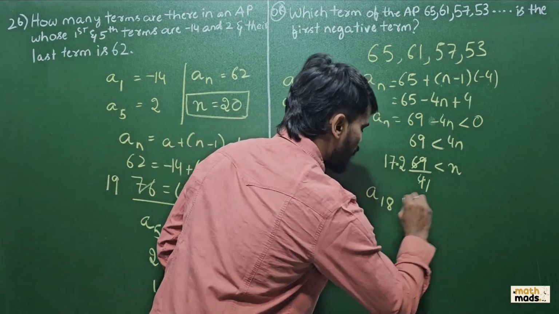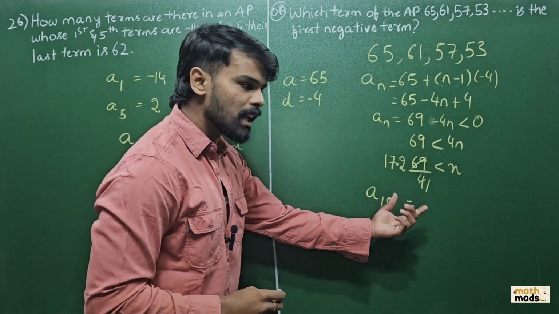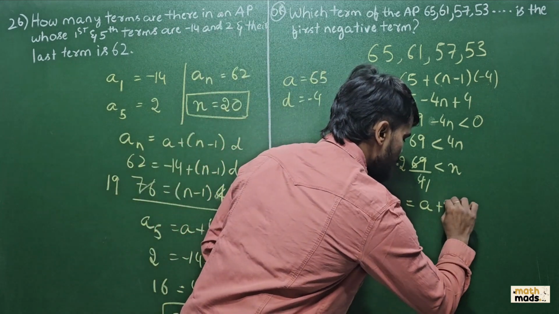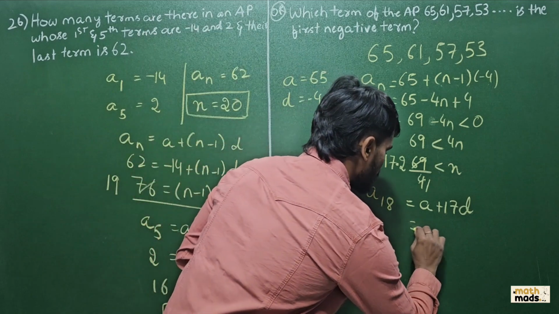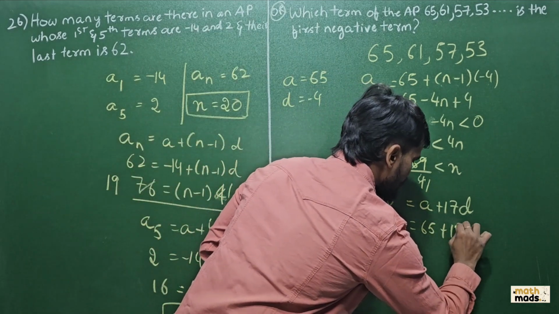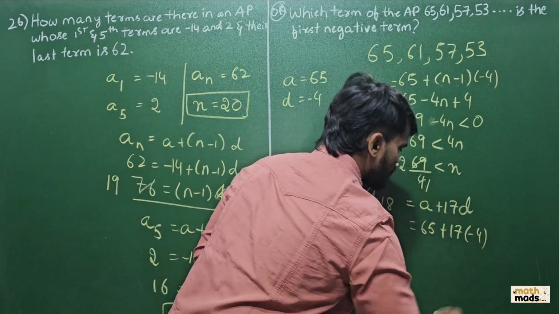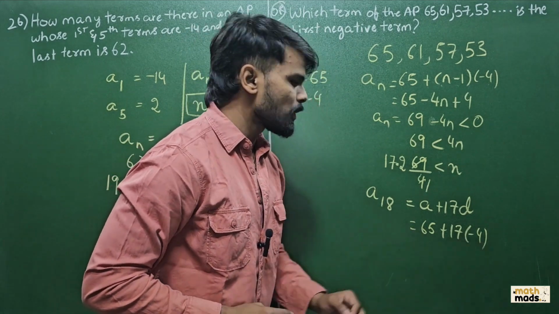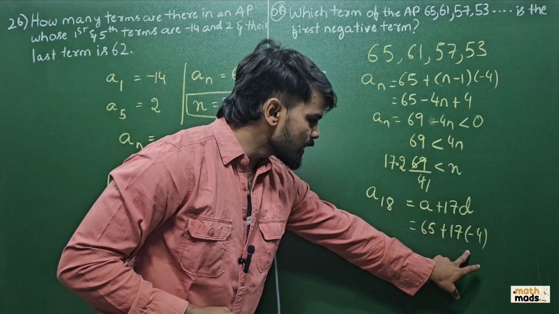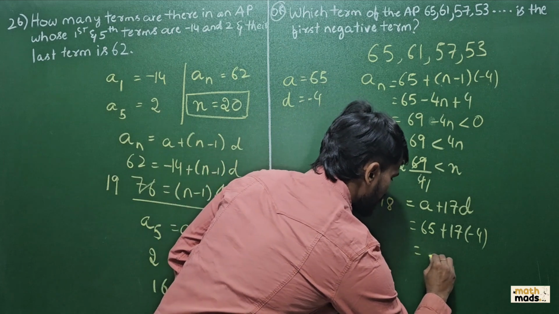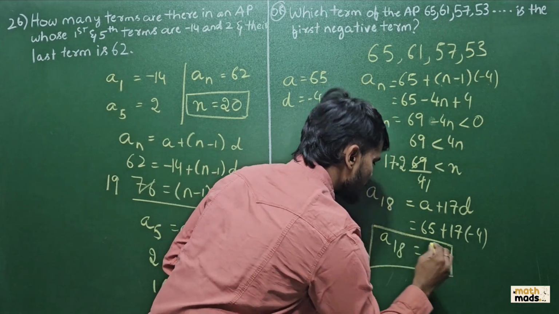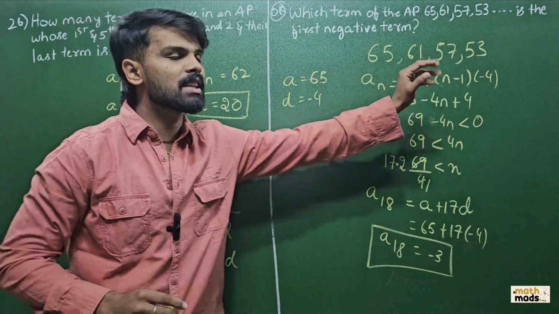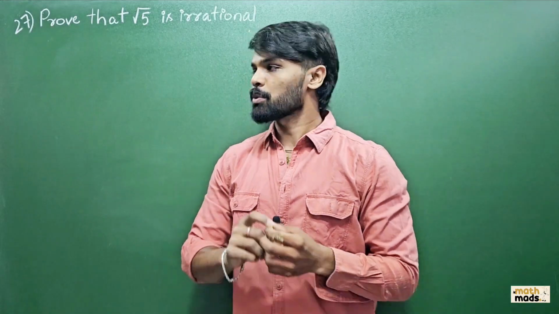A18. How can I write this? A18 is A plus 17D. Okay, you know what A is: 65 plus 17 into minus 4. So 17 into minus 4 is minus 68. Minus 68 plus 65 is nothing but minus 3. So your guess is correct. A18 is the first negative term in this given AP. Let's solve the next question.